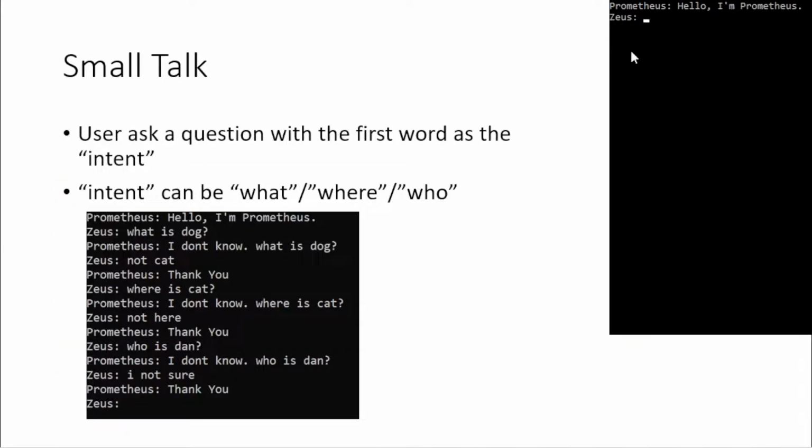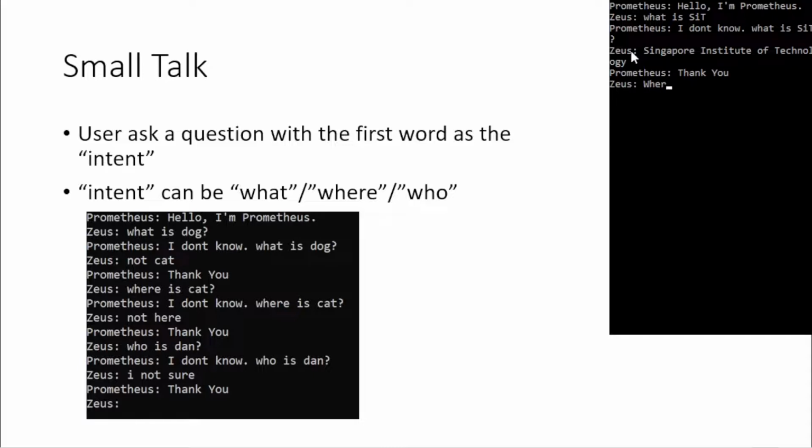Next are the three predefined intents, which are the what, where, and who types of question. I can show a demonstration right now. What is SIT? The bot prompted me for a response. Singapore Institute of Technology, and it's saved to the linked list.